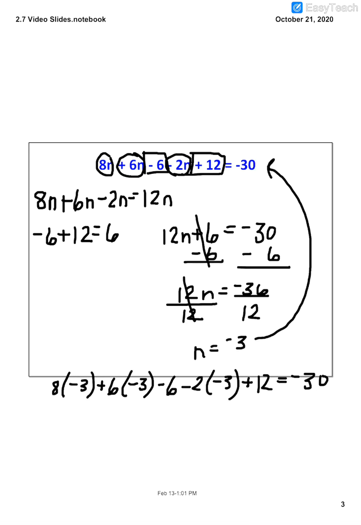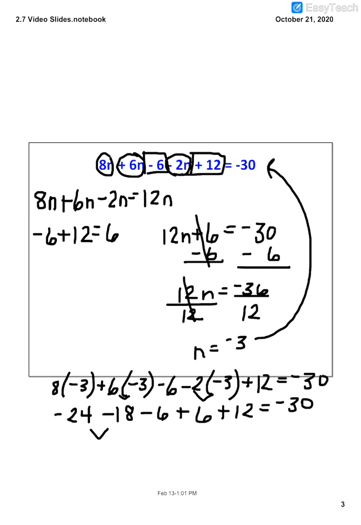Now again, I have to follow PEMDAS, so I'm going to start with the multiplication. 8 times negative 3 is negative 24. A positive 6 times a negative 3 is a negative 18. Minus 6. Negative 2 times negative 3 is a positive 6. Plus 12 is equal to negative 30. And now I'm left with addition and subtraction, so I work from left to right.